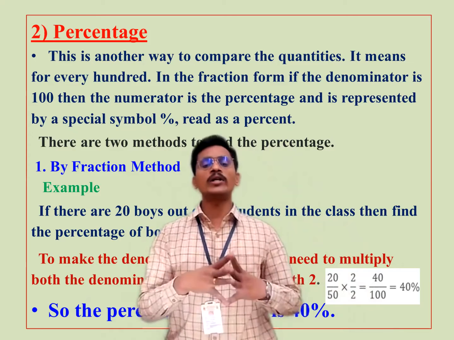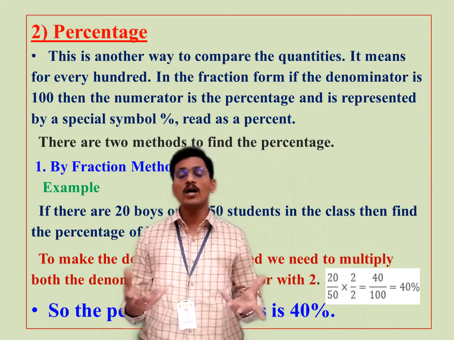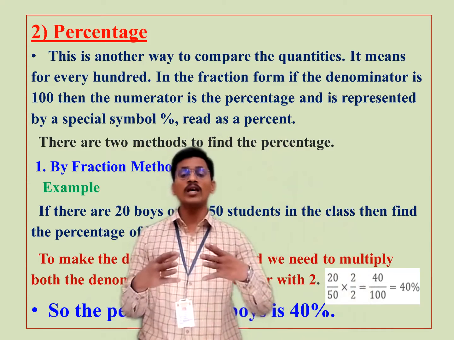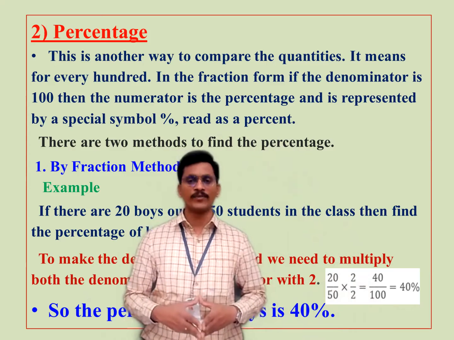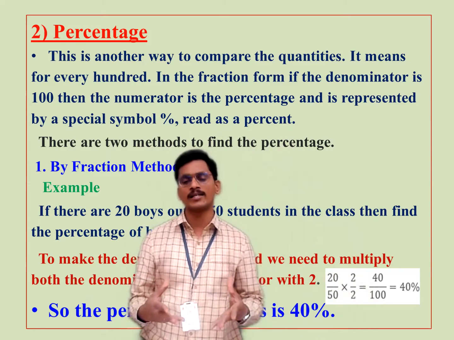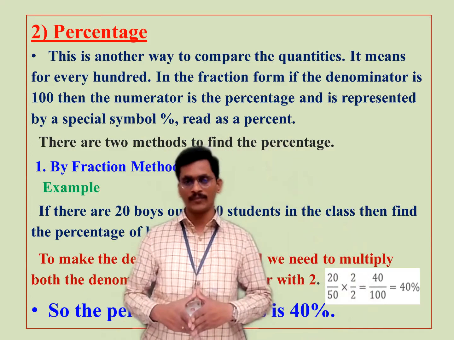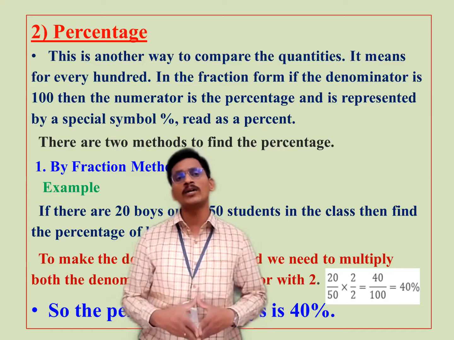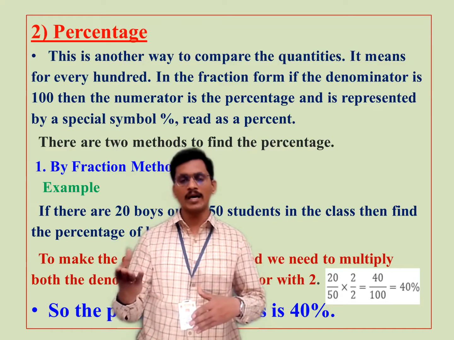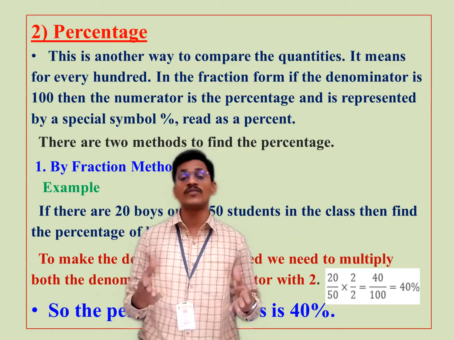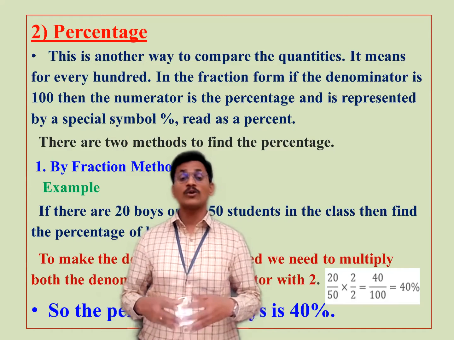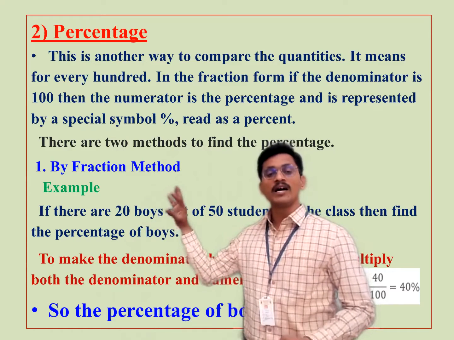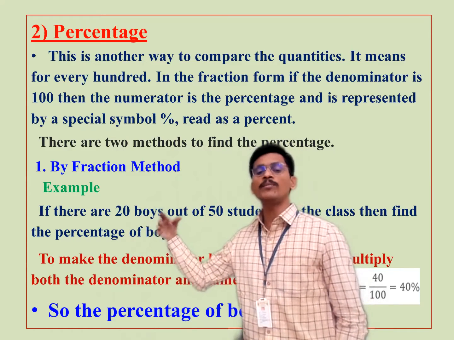So there are two methods to find the percentage. Suppose there is one class test, and in that class test the maximum marks are 50. Out of 50, suppose we got 25. So out of 100, how much? Double. 50 to 100, so 25 to 50, meaning we get 50% marks. Correct? So like that, by using the fraction method, we can convert to percentage.